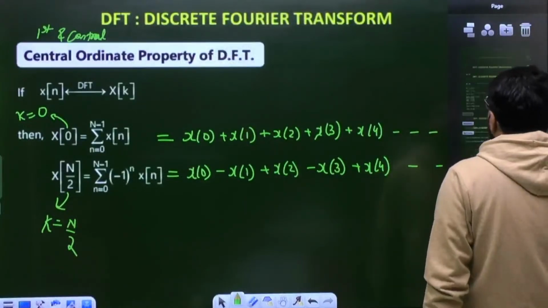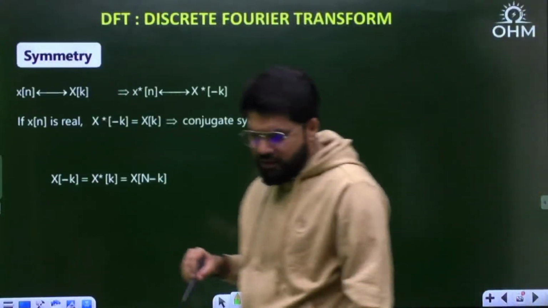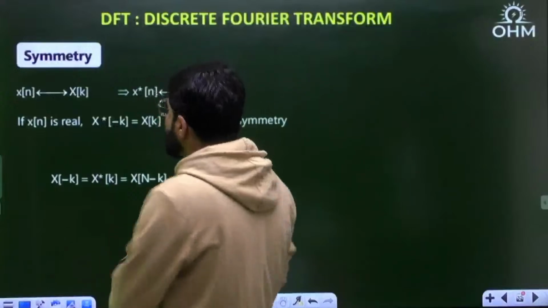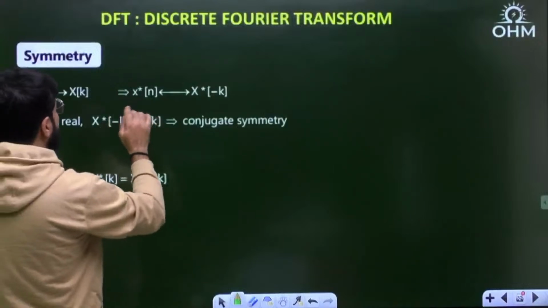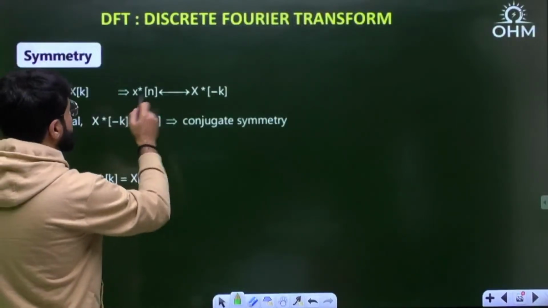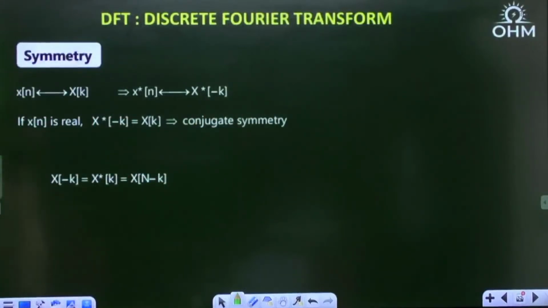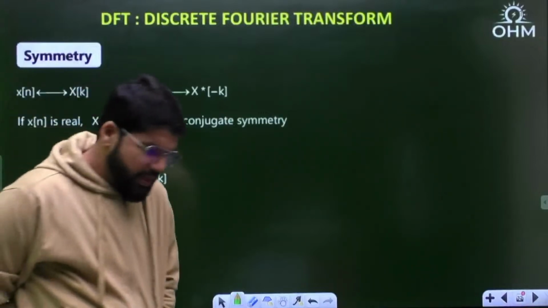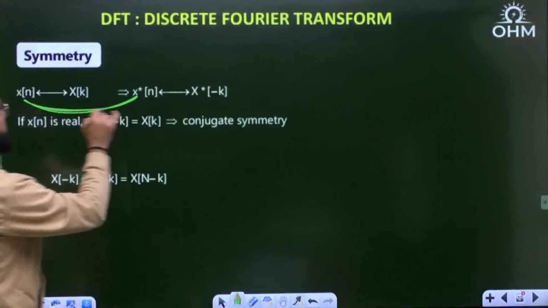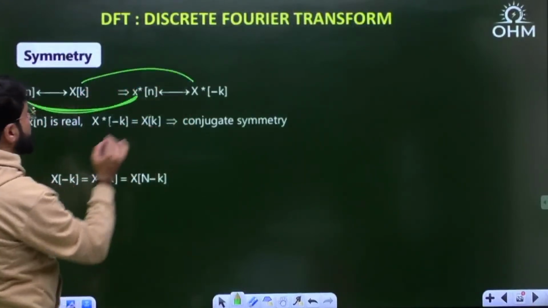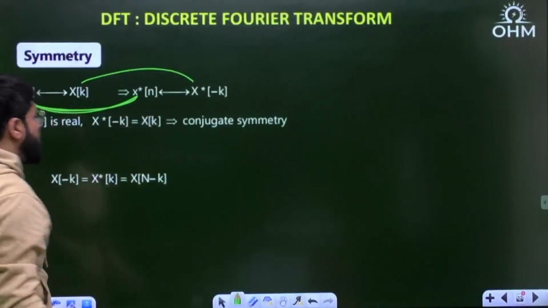At the same time, if there is a signal which is a real signal, let's also talk about the symmetry property. What is the symmetry property? If x[n] has the DFT X[k], then x conjugate [n], the conjugate of the signal, will have the DFT X conjugate [minus k]. If a signal is real, the signal and its conjugate are equal, so their DFTs should also be equal. So X conjugate [minus k] should be equal to X[k].